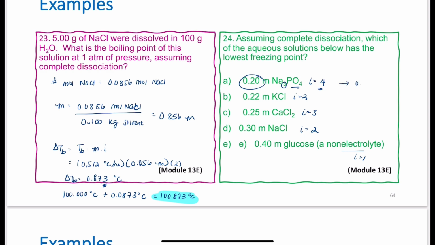This gives me 0.80. This one gives me 0.44. This one gives me 0.075. This one gives me 0.60. And this one, because my i is 1, gives me 0.40.